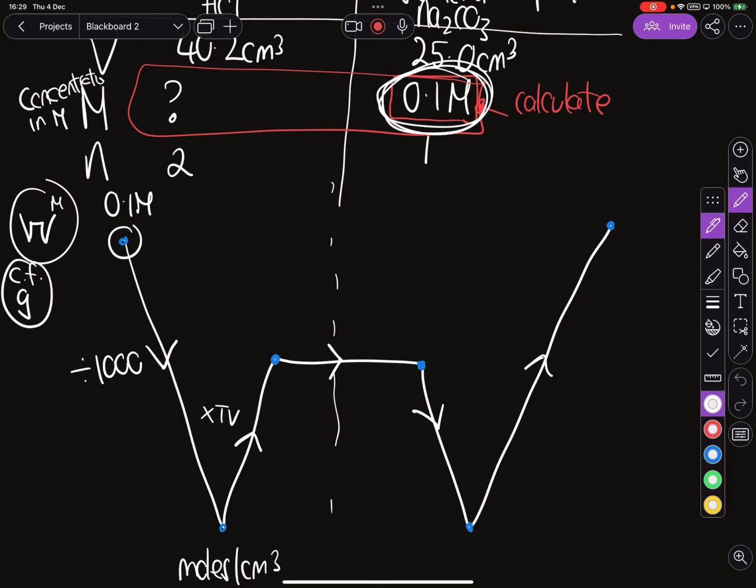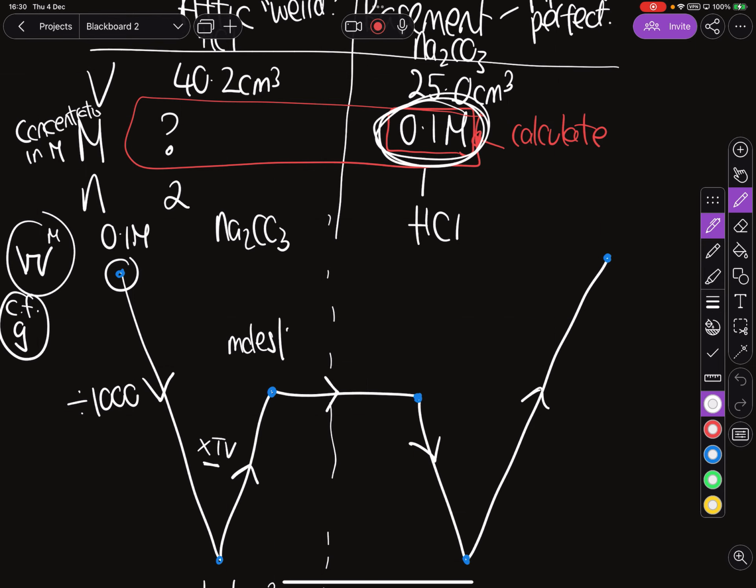So if you want, you can just draw a dashed line here for yourself. You can put sodium carbonate here so you realize that we're dealing with those numbers. And when we cross over the flat part, we're going into HCl world. Okay, when we do this multiplication by TV, you're going to be in moles per whatever your titer volume was, which in this case is going to be 25 centimeters cubed.